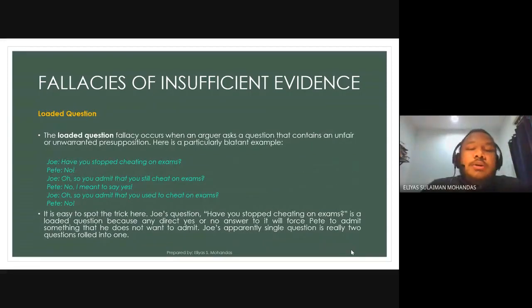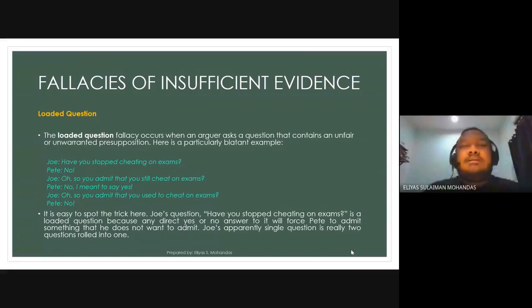Next, loaded question. The loaded question fallacy occurs when an arguer asks a question that contains an unfair or unwarranted presupposition. So here's a particularly blatant example. Have you stopped cheating on exams? No. Oh, so you admit that you still cheat on exams? No, I meant to say yes. Oh, so you admit that you used to cheat on exams? No. Can you see? This is what we call loaded questions.